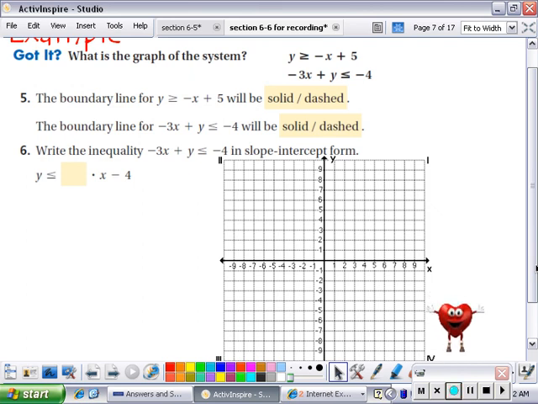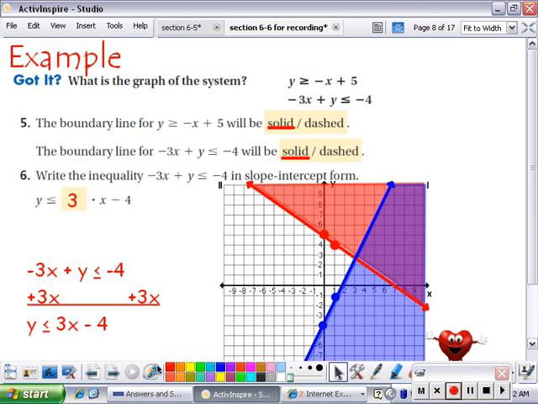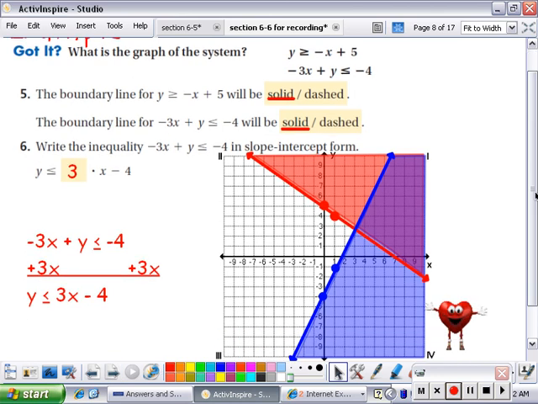So the boundary line for y is greater than or equal to negative x plus 5 will be solid because it's underlined, and the boundary line for negative 3x plus y is less than or equal to negative 4 would also be solid because it's underlined. Now we need to write the inequality in slope-intercept form, just like we did in the last section. So we need to get y all by itself. So when we do that, we have y is less than or equal to 3x minus 4.